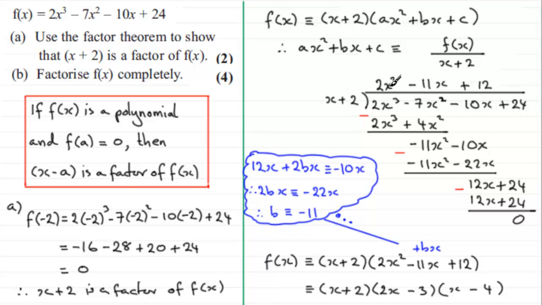Okay, well that will give us our quadratic factor, 2x squared minus 11x plus 12, and then you can just factorize that again in the usual way. Alright, so I hope that's given you some idea on how we can go about doing this particular question.